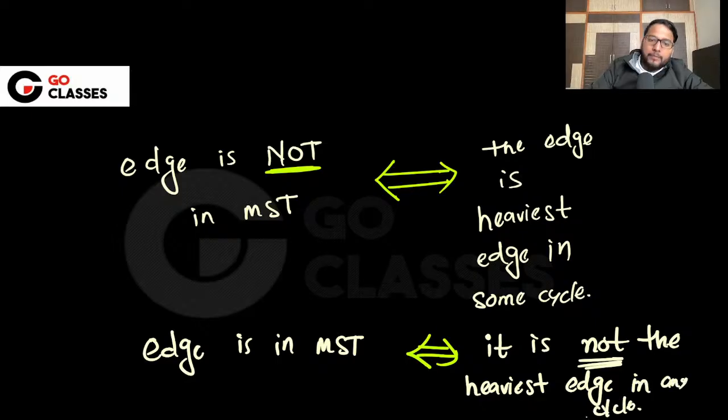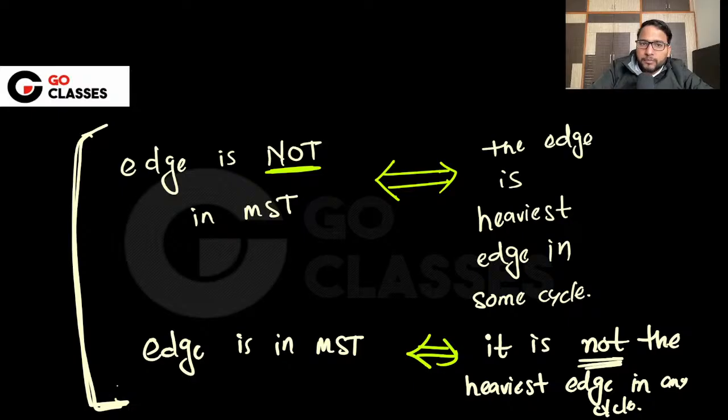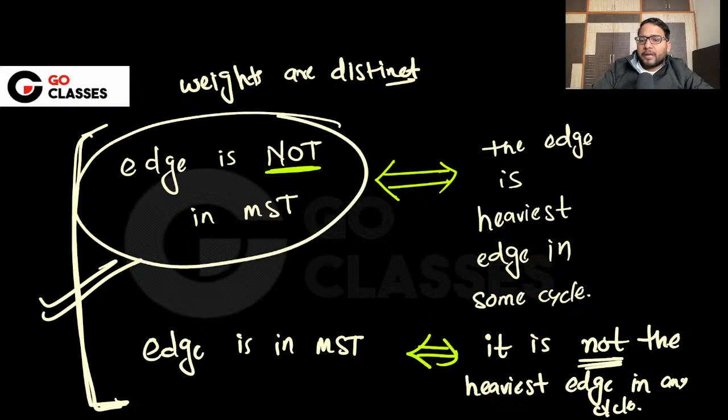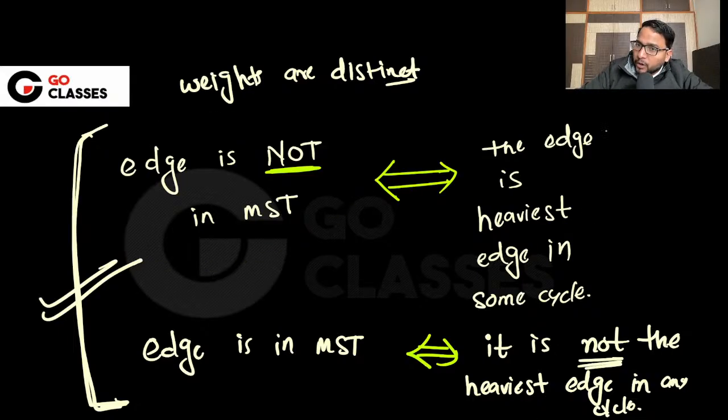I'm assuming here the edge weights are distinct. Don't worry if they are not distinct; we will see how to deal with that. So it is extremely important to know the case when an edge will not be in the MST. It will not be in the MST if it is the heaviest edge in some cycle.